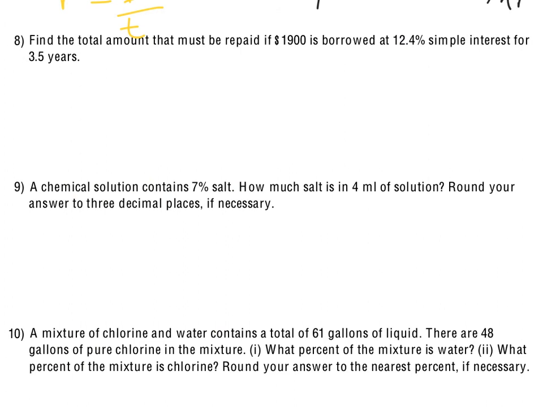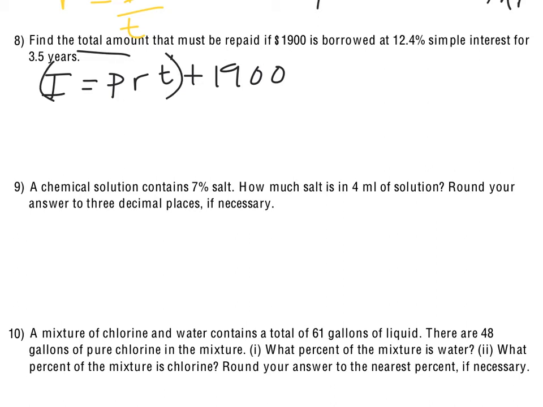Number 8, we've got a simple interest problem with a little bit of a twist. They want us to find the total amount that has to be repaid if $1,900 is borrowed at 12.4% simple interest for 3.5 years. Again, that formula looks like this. Simple interest equals the principal times the rate times the time. Now, that'll give just the interest, so then in order to get the total amount that would have to be repaid, you'd also have to add in the original debt of $1,900. So this would actually be the whole debt, whereas the I equals PRT is just the interest.